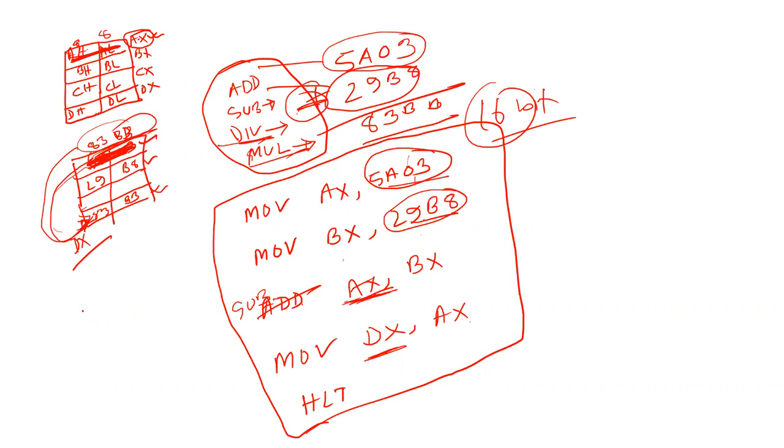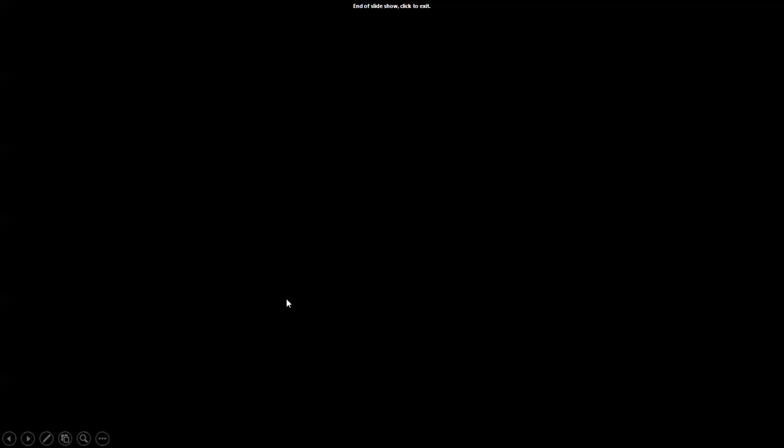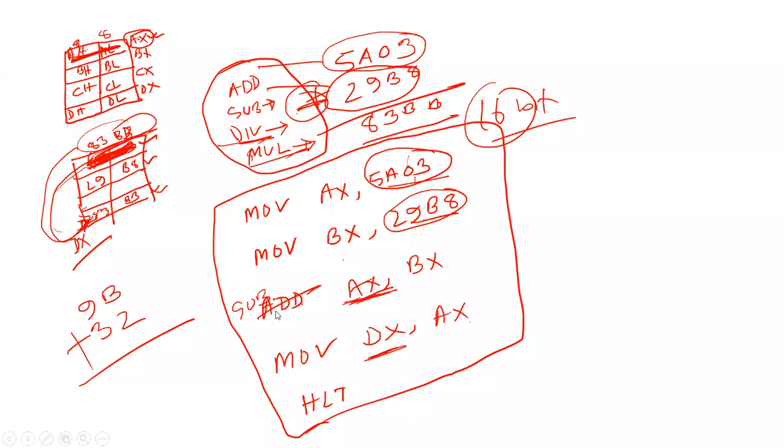Suppose 9B and 32 is the addition. So this is our code. Explain our code. Anyone? Ismail.